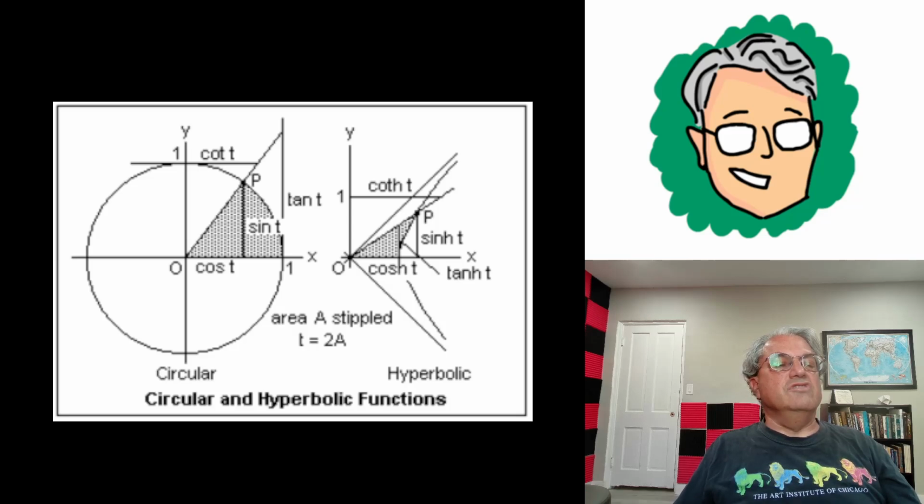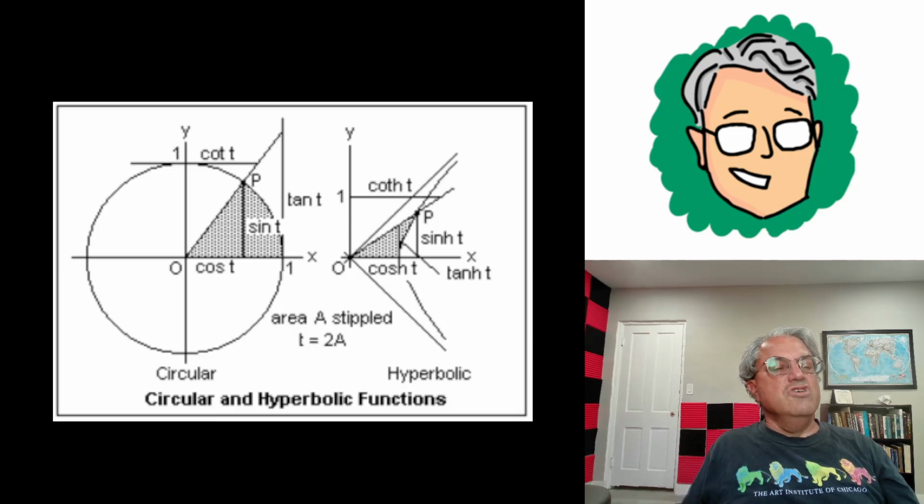Another way you can think of this angle t in the first picture, the picture of the circular functions, is that t is just twice the area of this wedge. You probably know that the area of a circle is pi r squared, so the area of the unit circle is pi, but you have 2 pi radians going around. So the angle is twice the area. Yeah, that's right, the area is half the angle in this case.